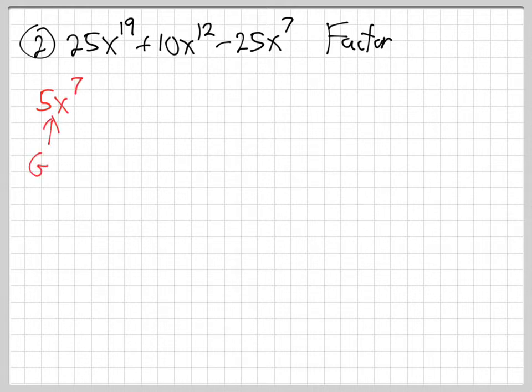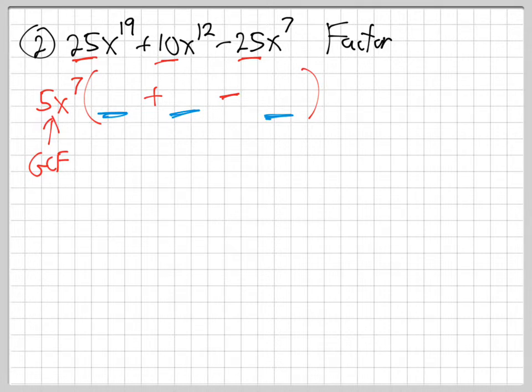So that's our GCF, right? Because 5 goes into all those numbers, 25, 10, and negative 25. And then you take the lowest power, because that's what they share. That's what they have in common. Put one big old parenthesis. Put the plus sign and the minus sign in there. You got the 3 blanks with the plus and the minus between them. And now figure out what would multiply correctly.